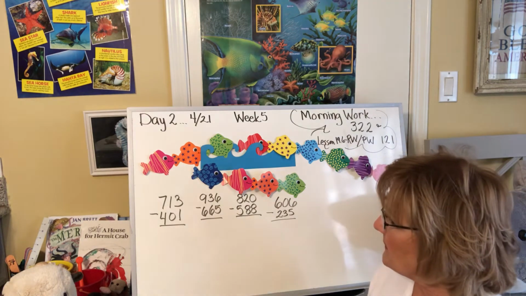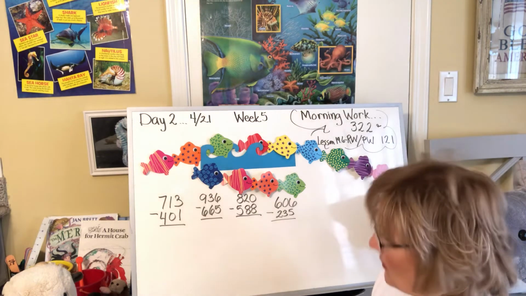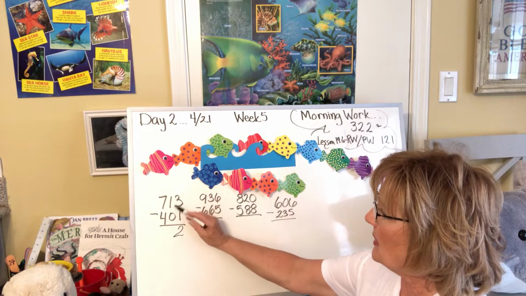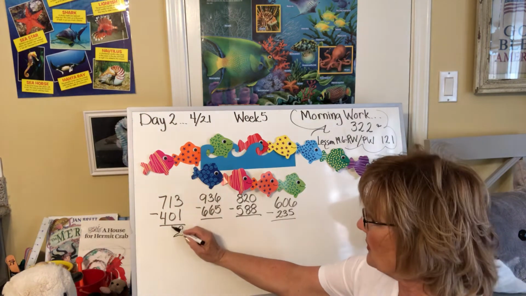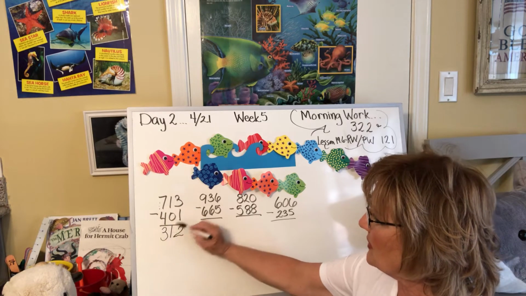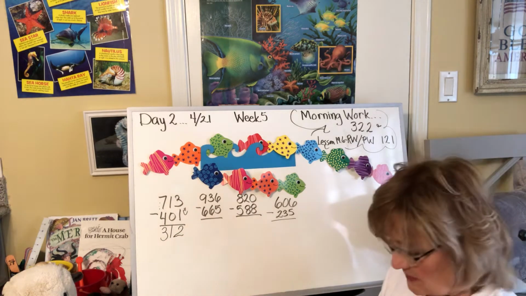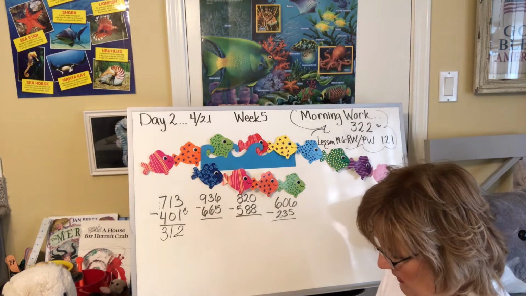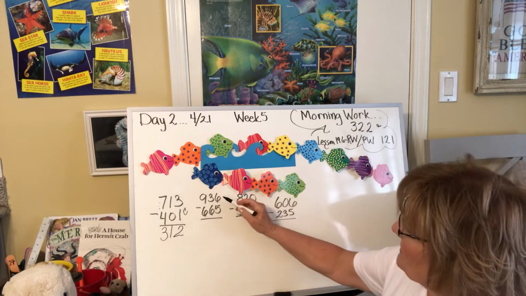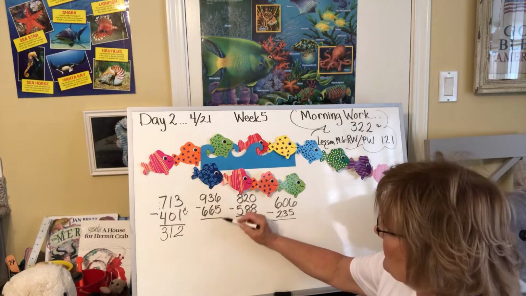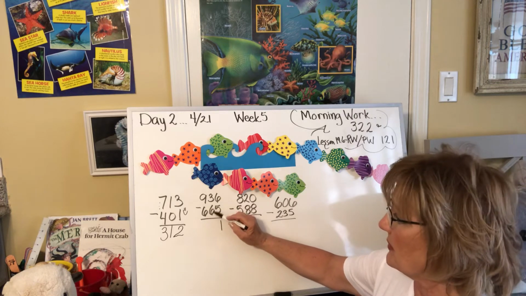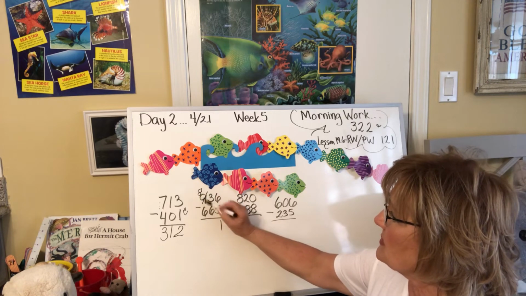All right, welcome back. Let's see how you did. All right, 3 minus 1, no need to regroup. 1 minus 0, no need to regroup. 7 take away 4, 5, 6, 7. If you got 312, that's fantastic. All right, let's see if we have any regrouping on the next one. How about 6 minus 5? No, 5 is smaller than 6. How about 3 take away 6? 6 is greater than 3. More on the floor, go next door.